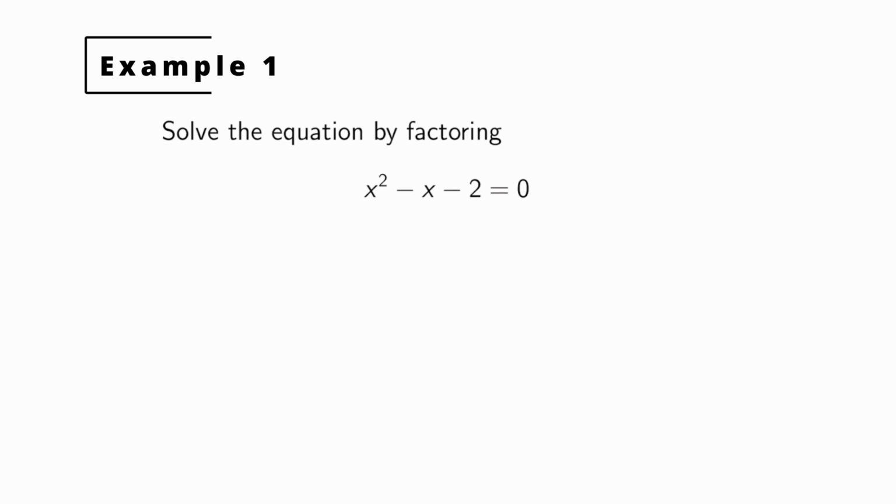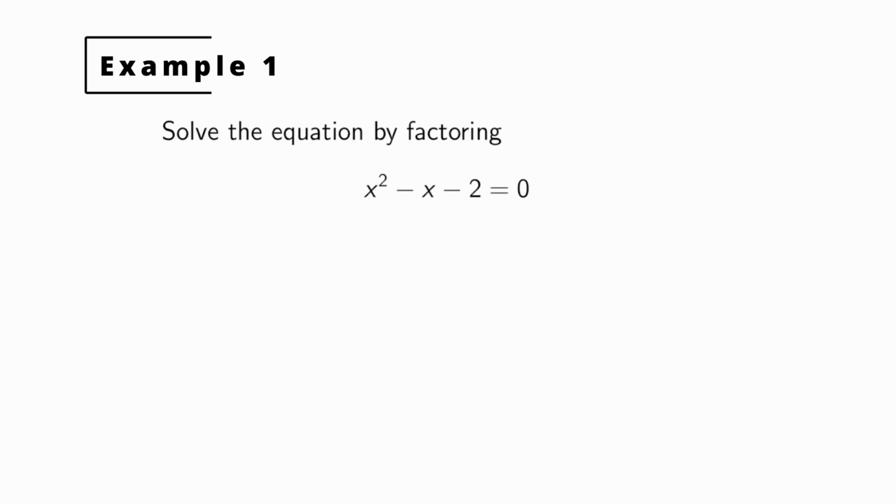We begin with an example. Now, when we want to solve a quadratic equation by factoring, we have to move all of the terms to one side of the equation. So all of the non-zero terms are on the left-hand side, and we have a 0 on the right-hand side. We're going to want to do this for all of these problems when we want to solve them by factoring.